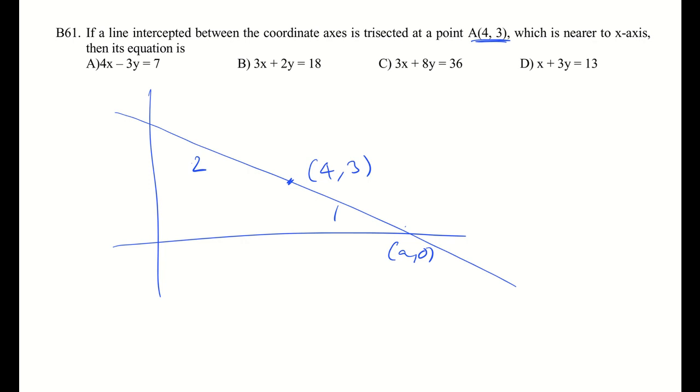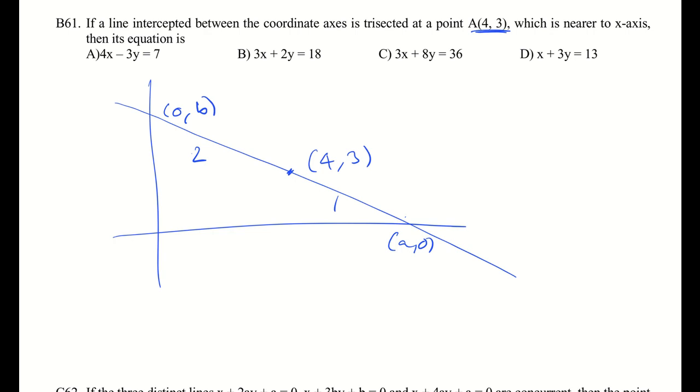If I call this (a, 0) and this (0, b), then now applying the section formula, I have it as (2a/3, b/3). So from this I am getting a is equal to 12 by 2, which is 6, and b is equal to 9.